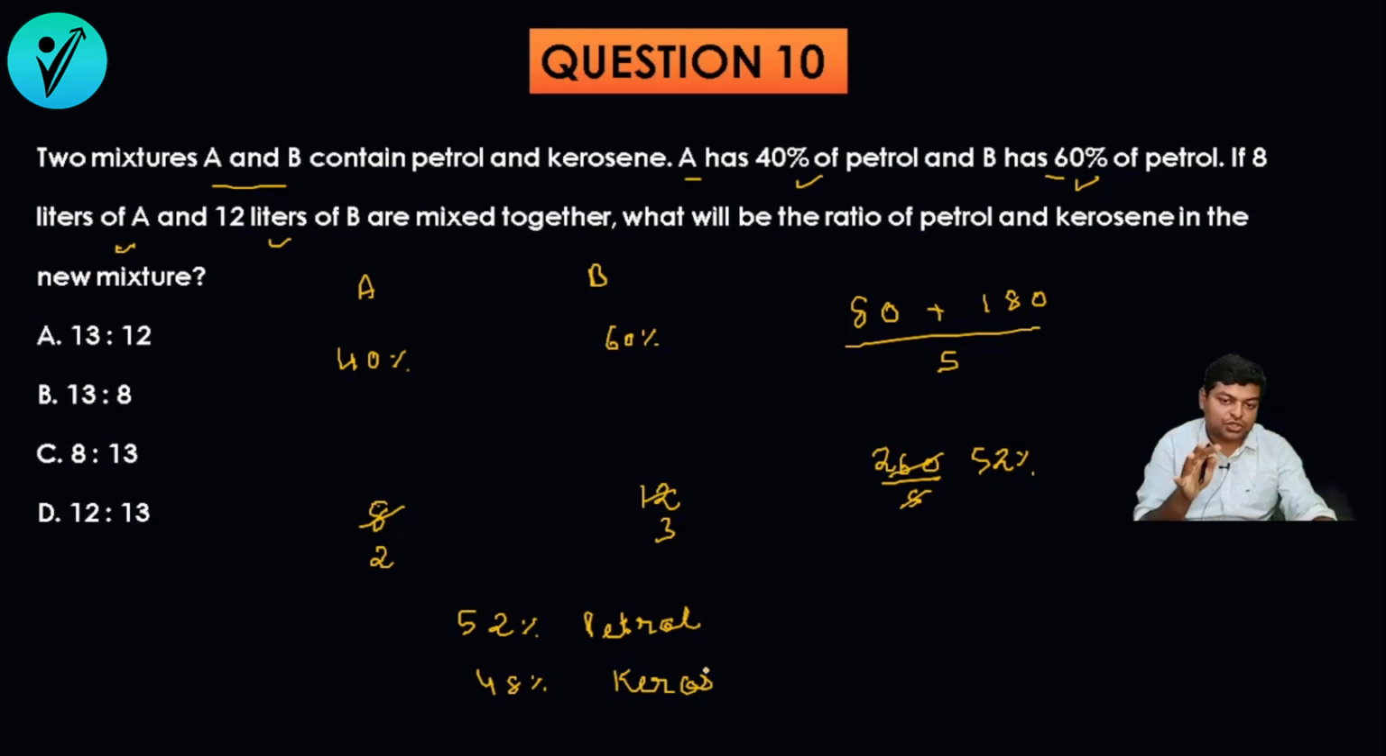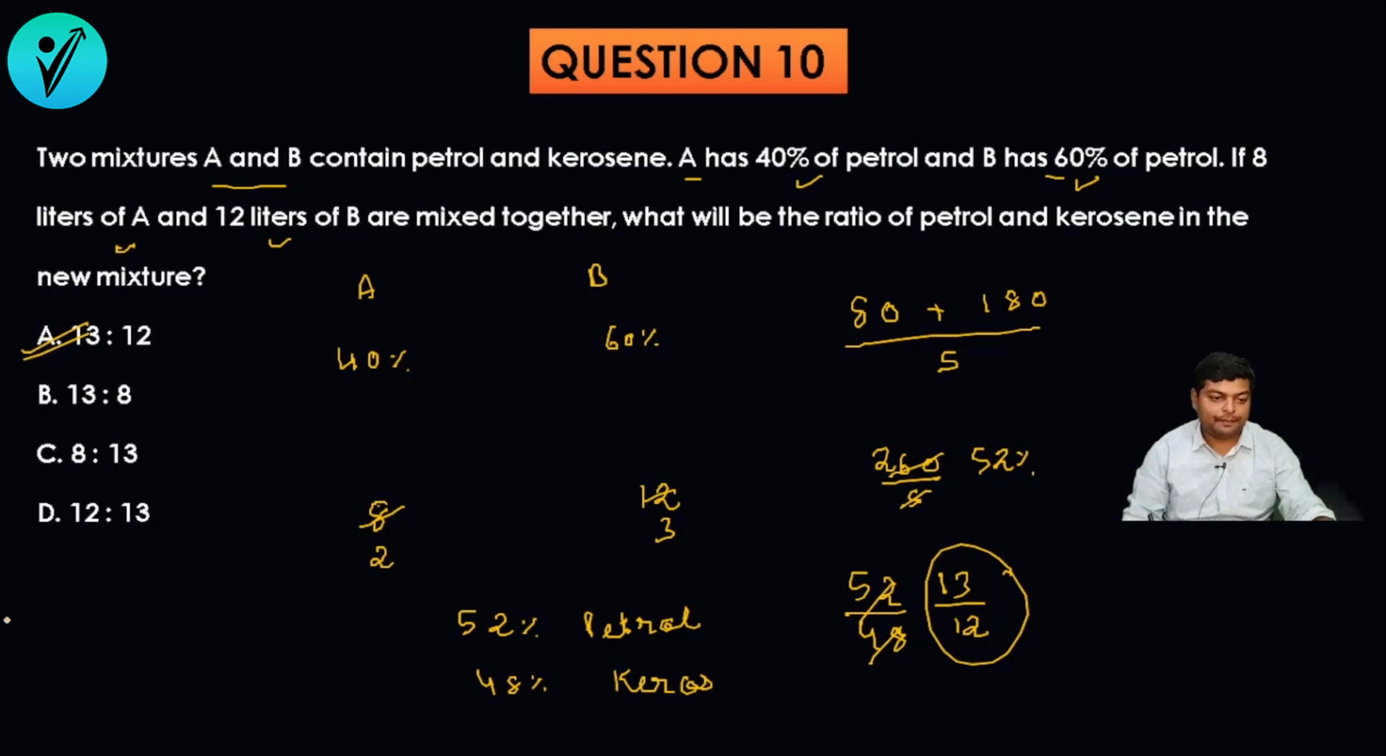In that mixture that we just prepared, 52% of it is petrol and 48% is kerosene. So in terms of ratio, what will it be? Simply get the ratio. It will be 52 upon 48, which is 13 upon 12. Okay, so the ratio is 13:12. Alright, is it okay? 13:12.